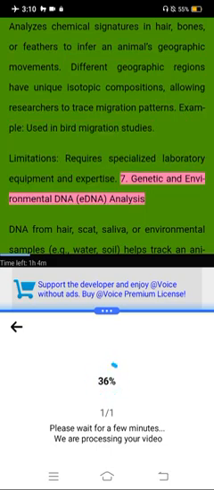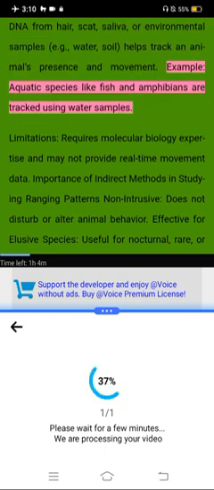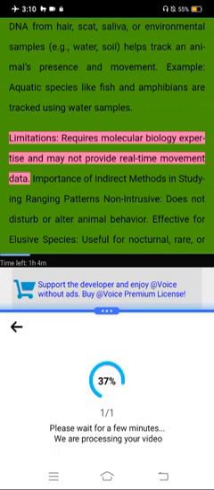7. Genetic and environmental DNA analysis. DNA from hair, scat, saliva, or environmental samples (e.g., water, soil) helps track an animal's presence and movement. Example: aquatic species like fish and amphibians are tracked using water samples. Limitations: requires molecular biology expertise and may not provide real-time movement data.